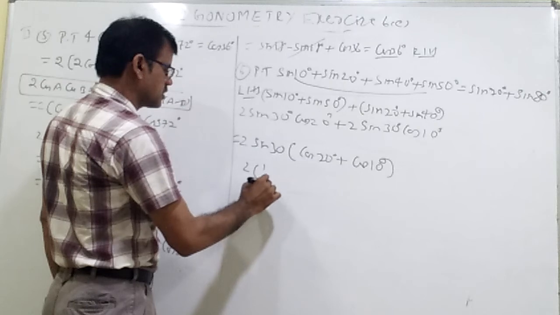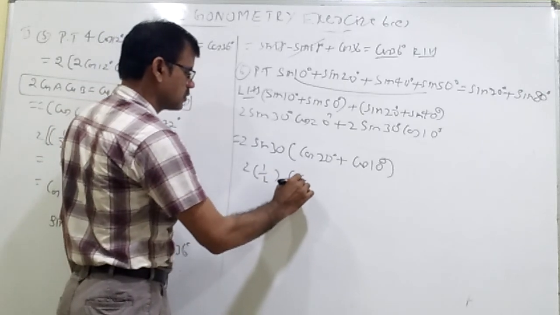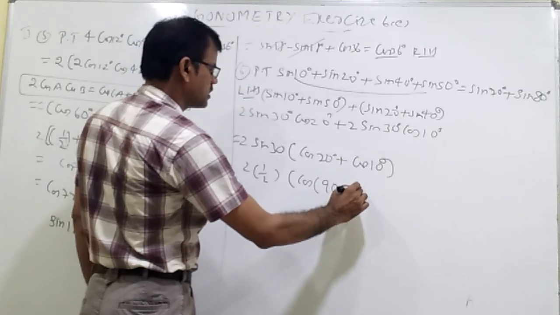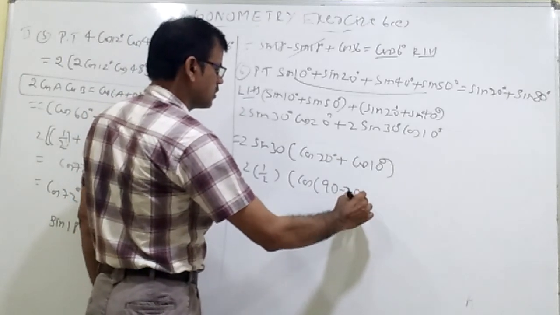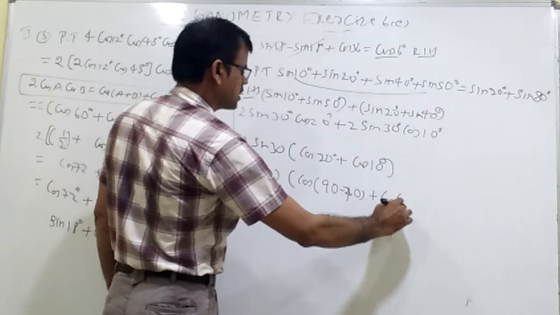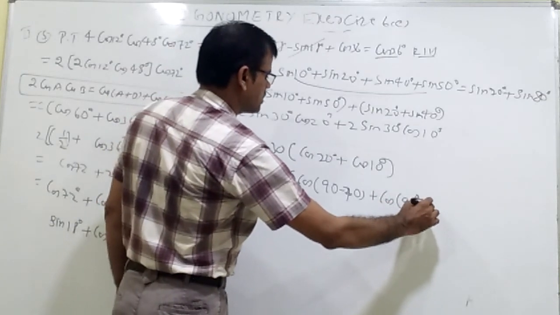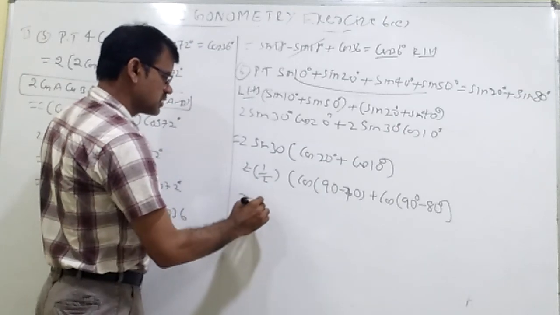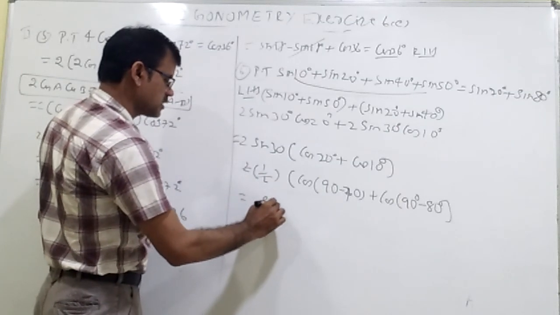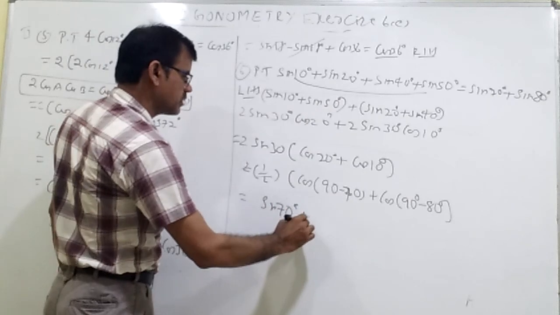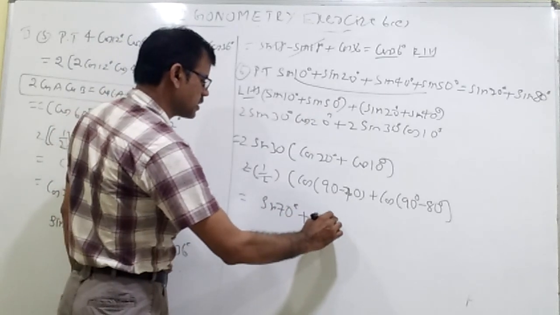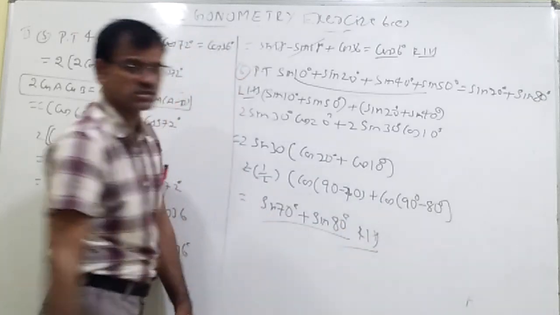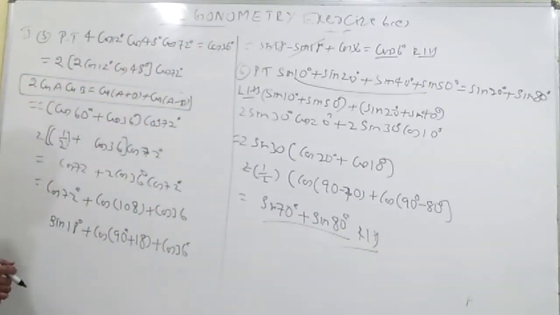2 into sin 30 becomes 1 by 2 into, this can be understood as cos of 90 minus 70, plus this can be understood as cos of 90 minus 80. 2 gets cancelled, cos 90 minus theta becomes sin theta. So it is sin 70 plus sin 80 degrees. This is RHS.